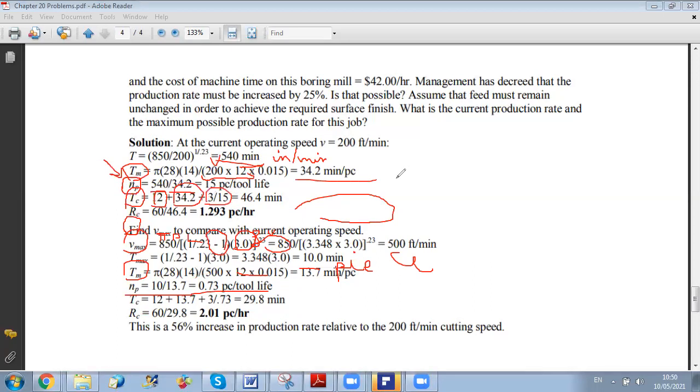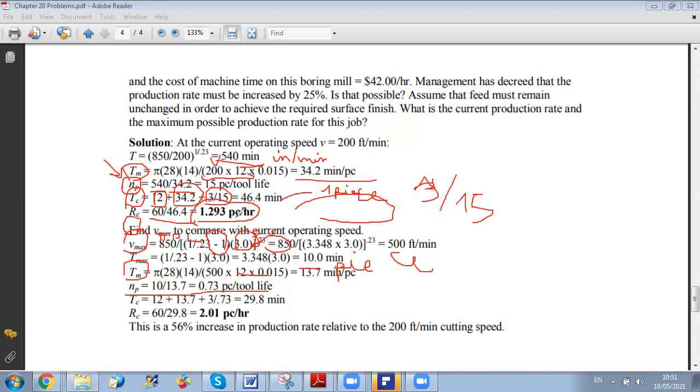Since the total tool change time is 3 minutes, and we have 15 pieces produced, it's CT over NP, it's 3 over 15. Okay. Now, this is the time needed to produce one piece. So if you want, then the production rate will be 1 over 46.4 pieces per minute, or if we convert to hour, it's 60 over 46.4. So we are able to produce 1.293 pieces per hour.